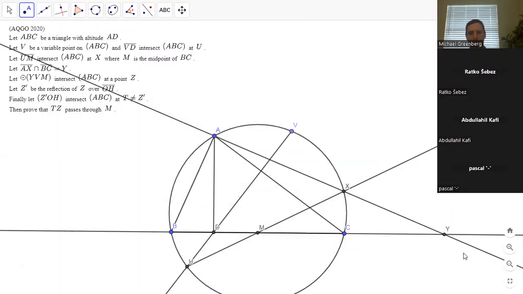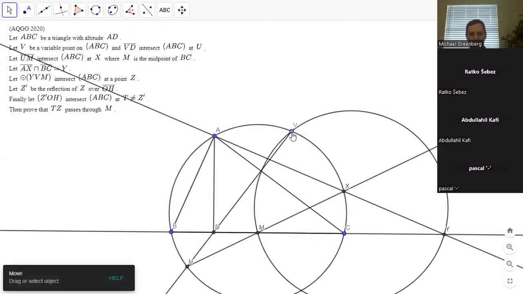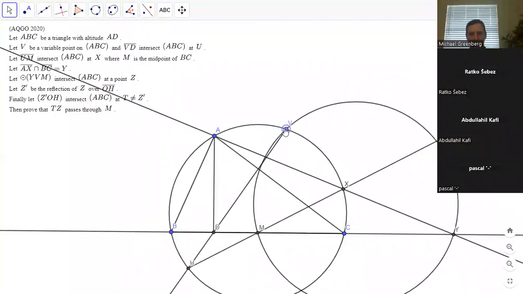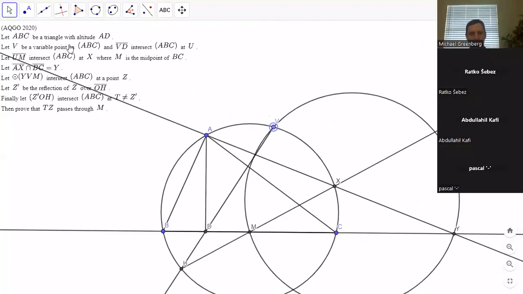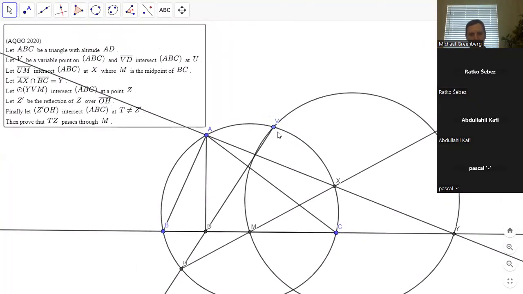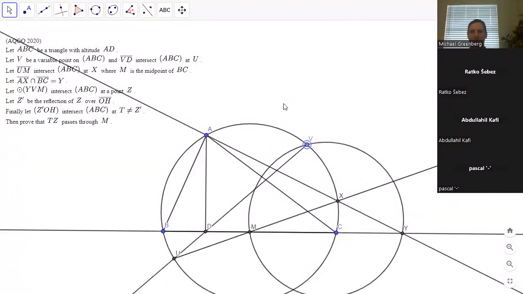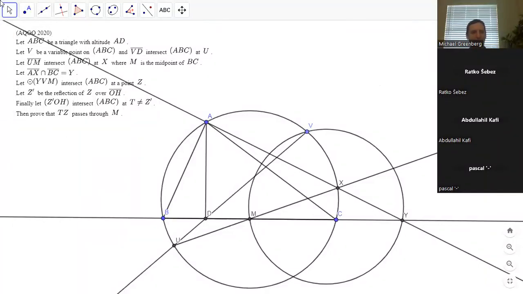It's not a super complicated diagram yet, but now it looks like it's going to get more complicated. Let YVM intersect it at Z. Okay, try to make Z. Oh, that's interesting. If we vary V, then it looks like Z is always the same point. So maybe that will help tell us something. But I promise I just noticed that now. I did not work on this problem yet.